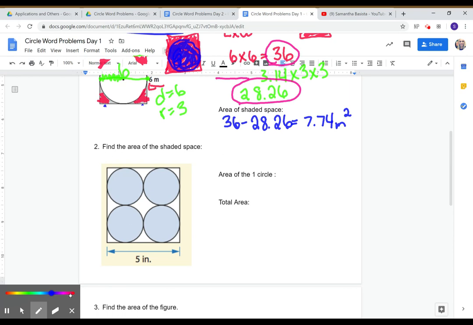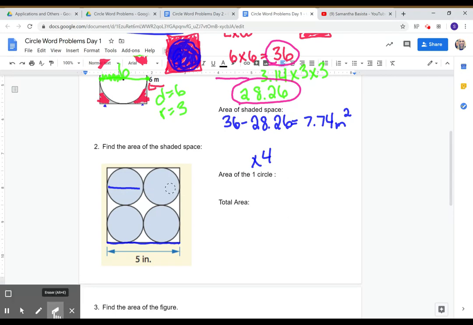All right, for number 2, I want you to find the area of the shaded space. So look what I have. I have 4 circles. So if I could find the area of one circle, all I had to do is multiply that by 4 because I have 4 of them. So let's use the numbers that we have. Okay, from one end of the square to the other end, they tell me is 5, right? So I know all of this is 5, but I really just want to look at one of these circles for right now.